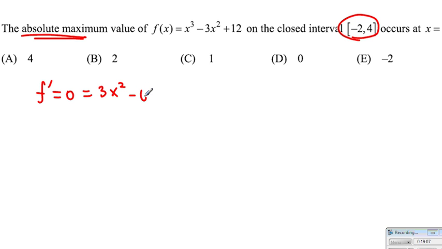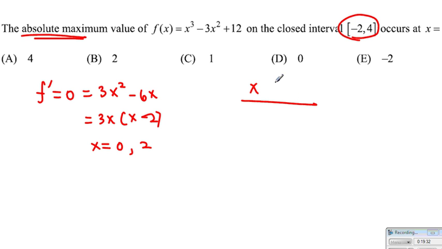3x squared minus 6x. When you factor out 3x, then we are left with x minus 2. Then we realize that the values we have to look for are when x equals 0 or 2. But considering the endpoints, the x values are negative 2 and 4.